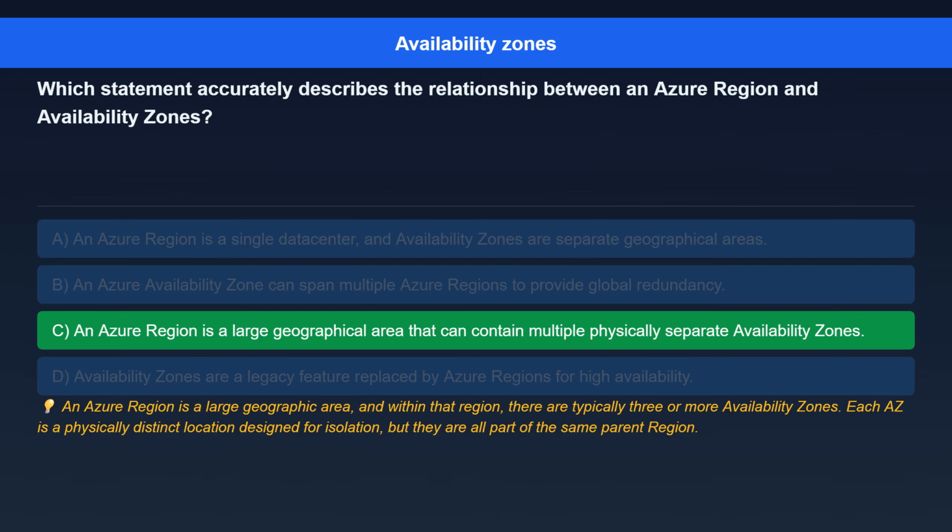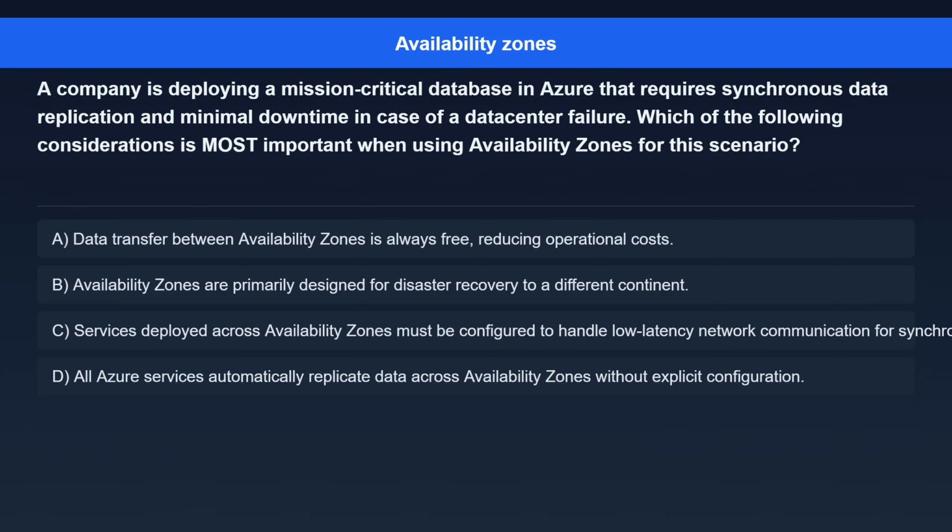The correct answer is: an Azure region is a large geographical area that can contain multiple physically separate availability zones. Here's the explanation. An Azure region is a large geographic area, and within that region there are typically 3 or more availability zones. Each AZ is a physically distinct location designed for isolation, but they are all part of the same parent region.